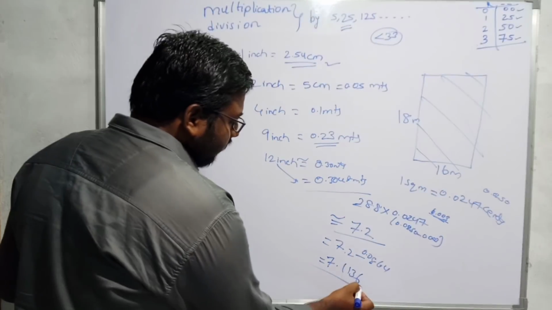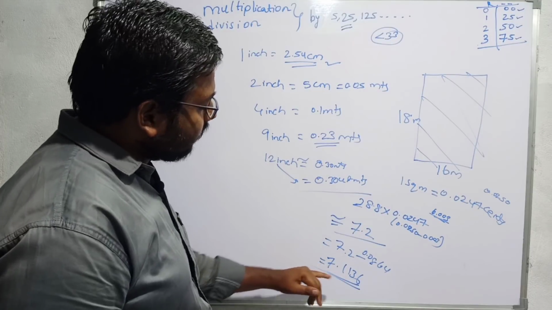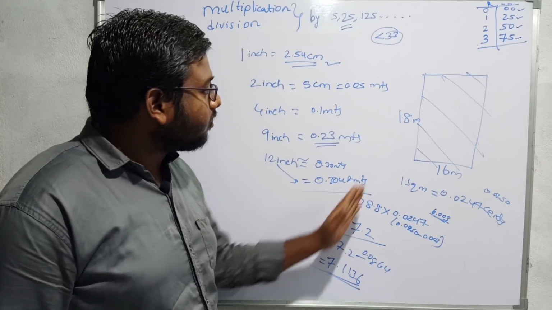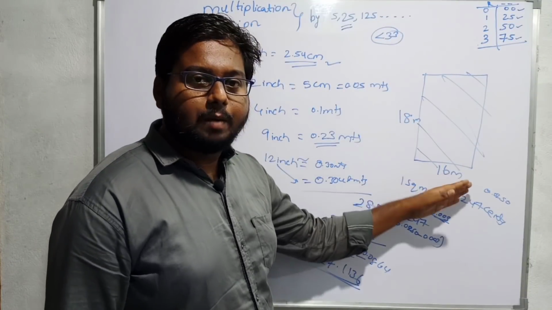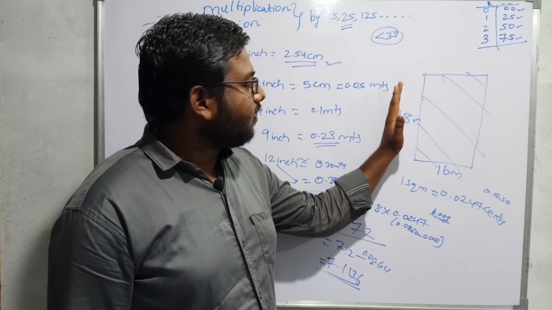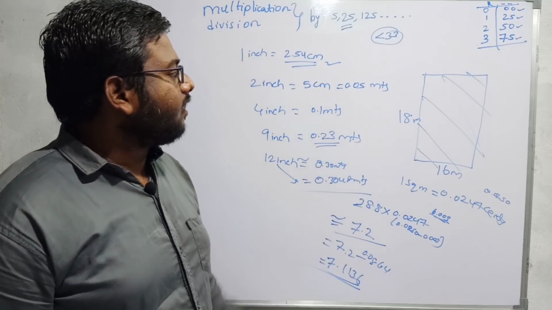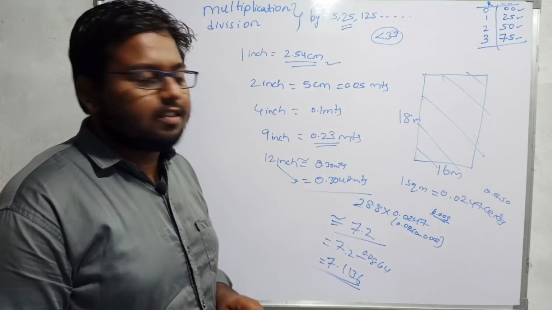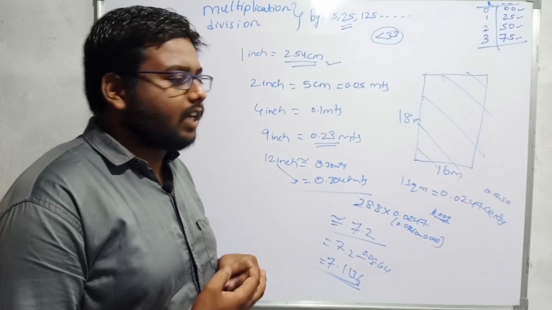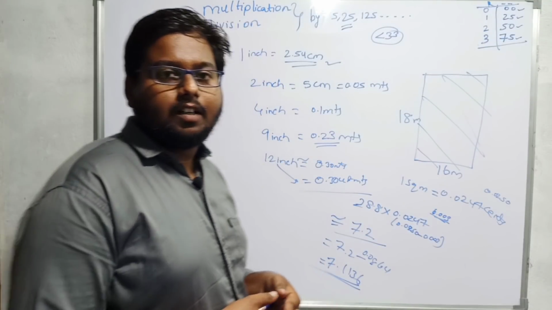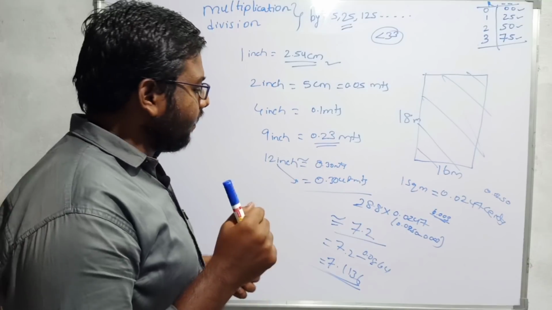So you can say the area of this site is nearly 7.2, because we may not know exactly; this may be 19, this may be 15. I said this by seeing only. If you have a minimum idea of estimating distance, then you can say the approximate area of the site just by seeing it.